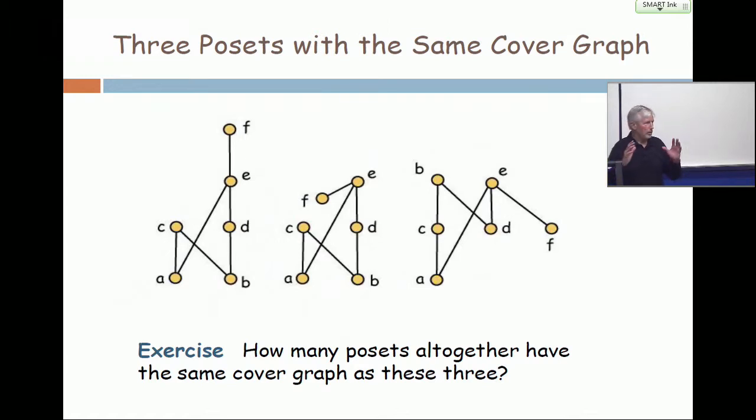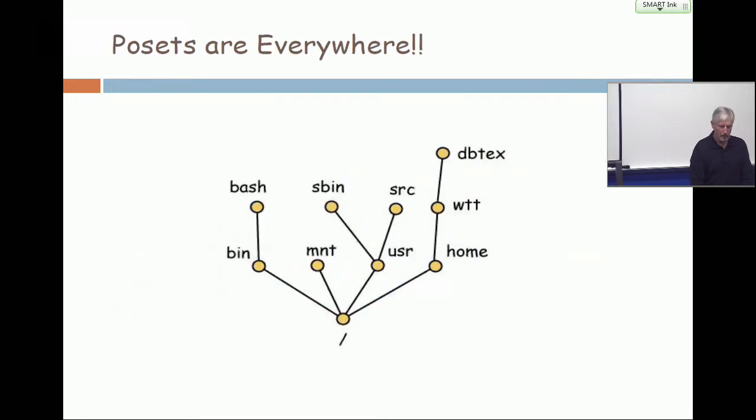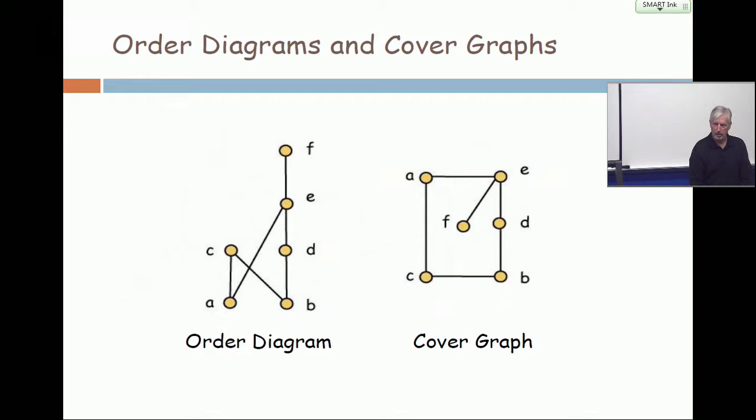If you're given a binary relation on a test and asked to draw a diagram and you draw a horizontal line, wrong. Okay, don't do that. Is the point clear? No horizontal lines in order diagrams. Cover graphs? Yes, like on the one on the right, but not in order diagrams.